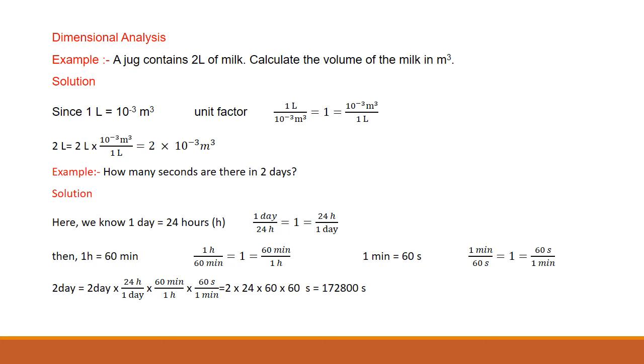Now, because we have to convert 2 liter, we will take liter in the denominator. So we multiply 2 liter with the unit factor, and these liters cancel each other, and the answer is in meter cube. The other example is also the same. So we have to find out different unit factors.